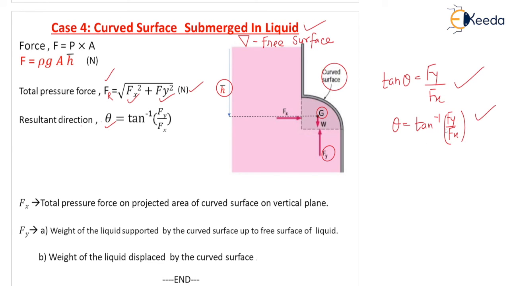Now, this formula we know very well. The question is how to find Fy and Fx. That is the most important thing in this particular topic. Fx is equal to the total pressure force on the projected area of the curved surface on the vertical plane.